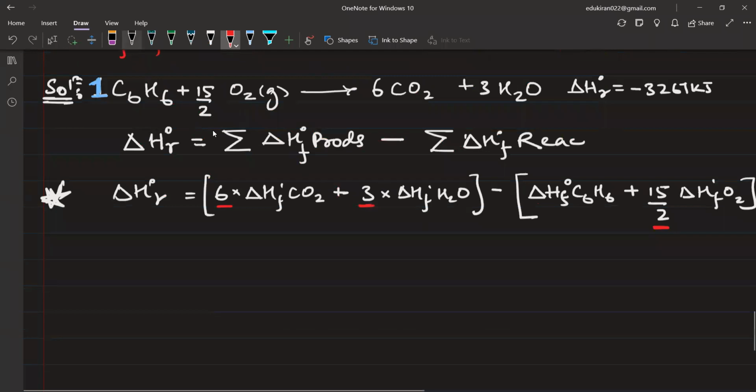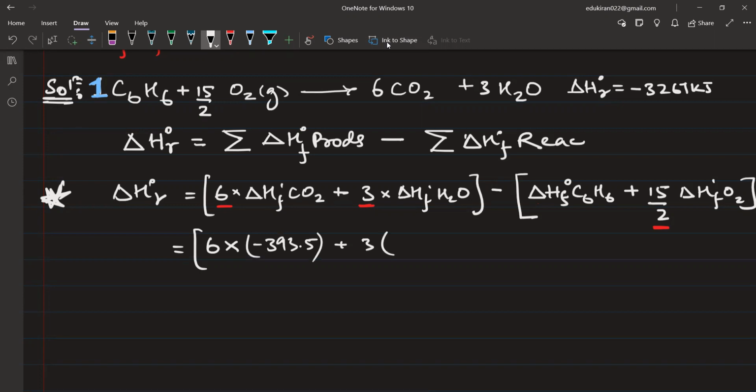Now we will put the values here. Can somebody help me in putting in the values? Please tell me guys. 6 into what is the enthalpy of formation of carbon dioxide? 6 into, quick help please. Minus 393.5. Minus 393.5. All of them are in kilojoules, okay, keep this in mind.